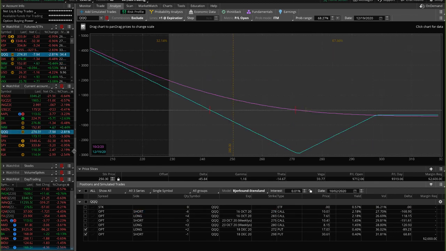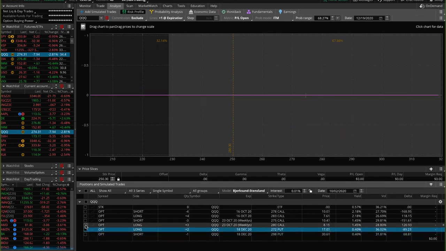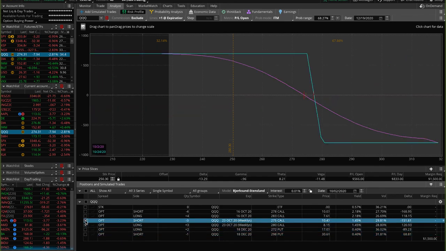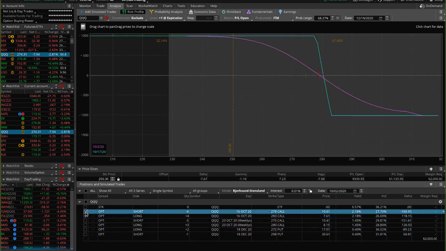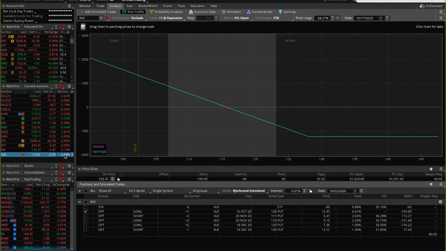Same thing with QQQ. We've got a bunker and a couple verticals. There's one of the verticals, and here's the other. So just need a little bit more downside action to benefit those. Let's see, SMH I showed, SPX, SPY, XBI, and lastly, XLK.